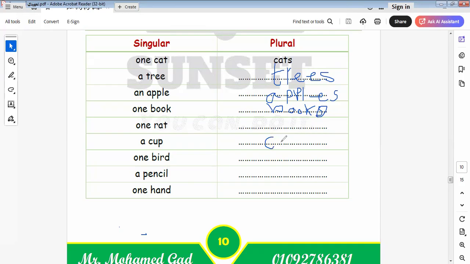Here is cups. Here is rats. Here is birds. Here is pencils. Here is what? Hands. More than one, we must add s to the noun. Okay, let's continue the rest of our exercise.